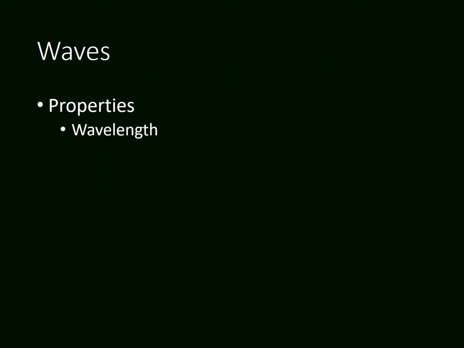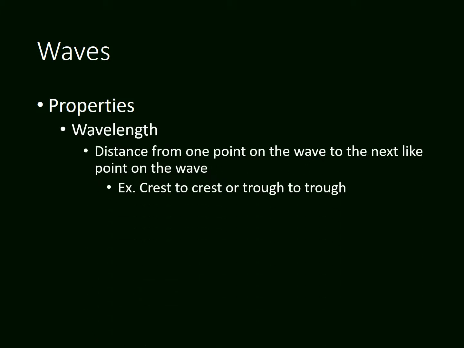The next property we want to look at, we talked about a little bit in the last video, which is wavelength. So wavelength, as we said in the last video, is the distance from one like point to the next like point on the wave. Typically that's going to be crest to crest or trough to trough, but it could be the start of the wave to the next start of the wave. Anything that's the same one point to the next like point could be wavelength.